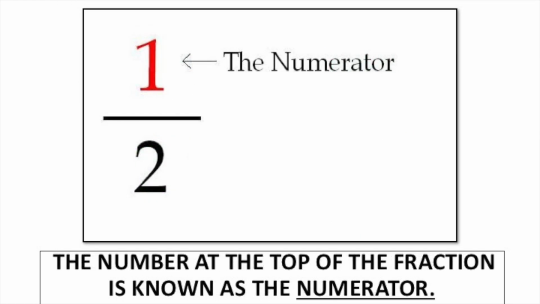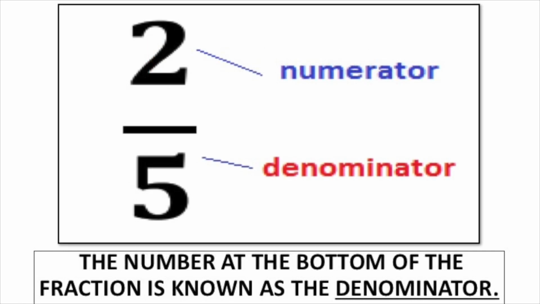The number at the top of the fraction is known as the numerator. Yes, top number, numerator. Or bottom number. The number at the bottom of the fraction is known as the denominator. Yes, and the bottom number always represents the number of parts to the whole.